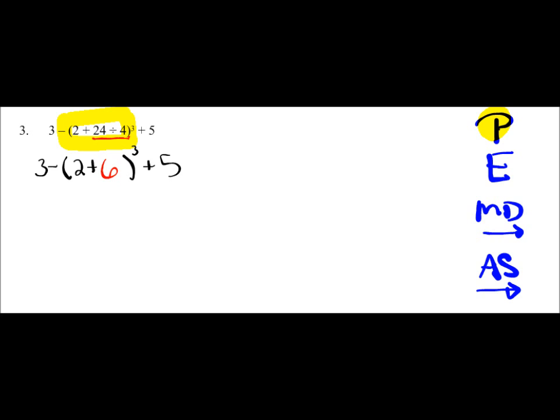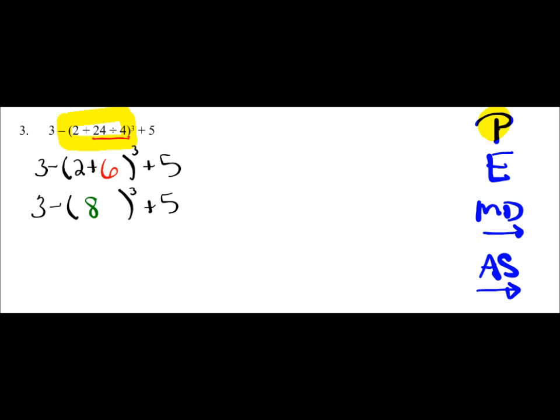Now, I still have parentheses. I'm not really done yet. There's a little bit more going on in there. And I still have stuff to do inside. I now have addition and subtraction inside of there. So let's copy everything else down, and we'll deal with that little bit that's left inside. We have the 3 minus on the outside of the parentheses, the cubed, plus 5, and the 6 plus 2 comes out to be 8.